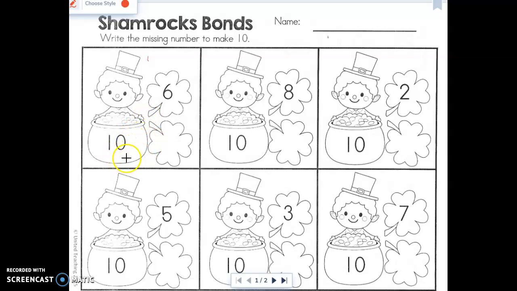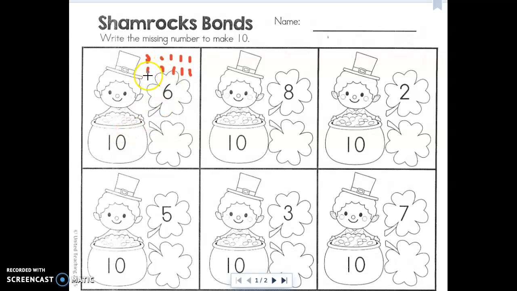So with this first one, my leprechaun has 10 in his pot, but 6 of them have been taken out. How many would I have left? Well, I can do this as a subtraction problem, okay? So I'm just going to quickly draw some little pieces of gold here. 1, 2, 3, 4, 5, 6, 7, 8, 9, 10. That's how many he had to start with.